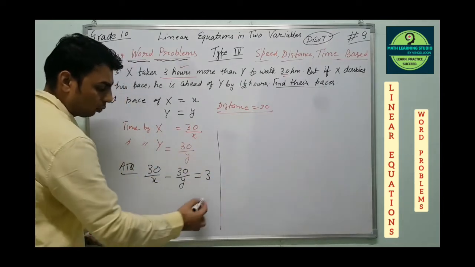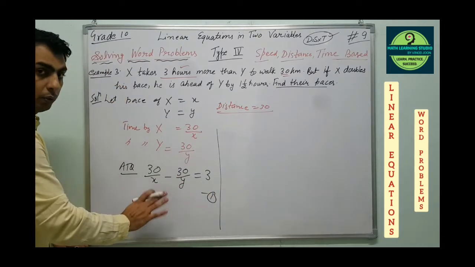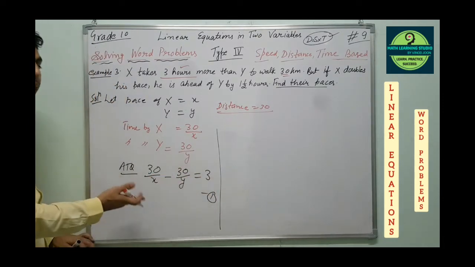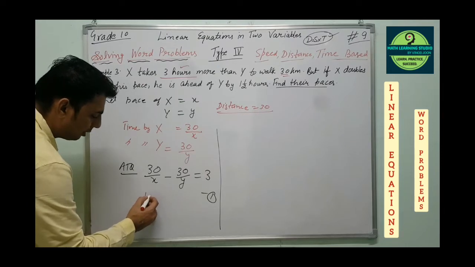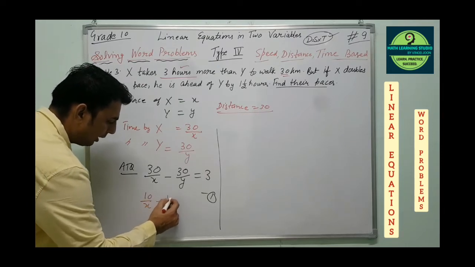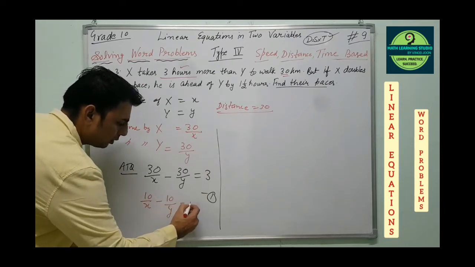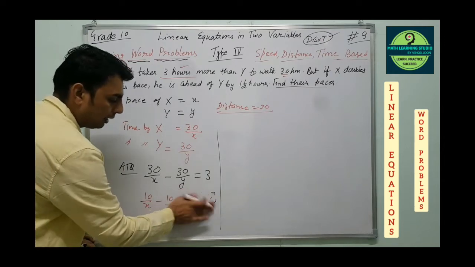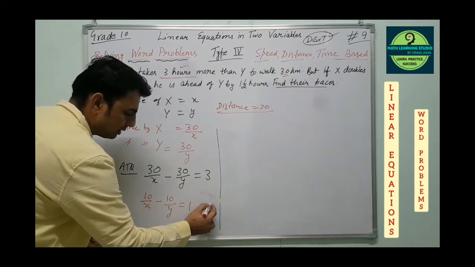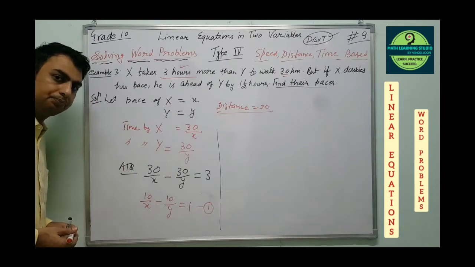This is equation number 1. We can divide the whole equation by 3 and it can be further simplified. So it can become 10 by x minus 10 by y equals 1. Okay, and now this finally can be taken as equation number 1.